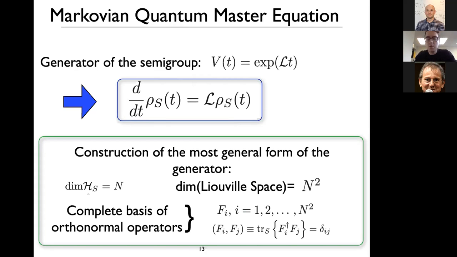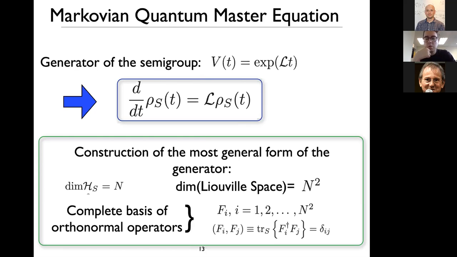Okay, so just using the definition of a dynamical map, if we differentiate V, we can obtain an equation of motion for our reduced density matrix rho S. In a very basic way, we can then show that a general equation of motion for our reduced density operator is given by what's in this blue box.